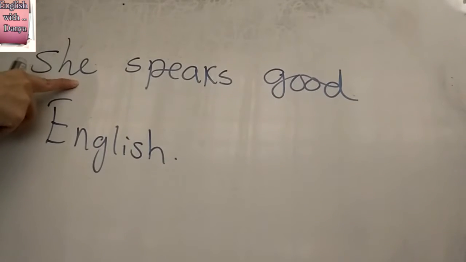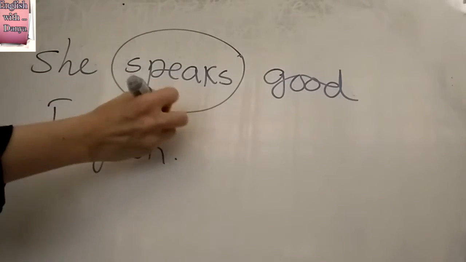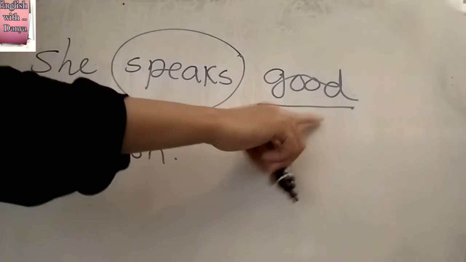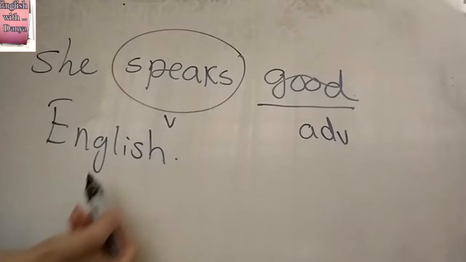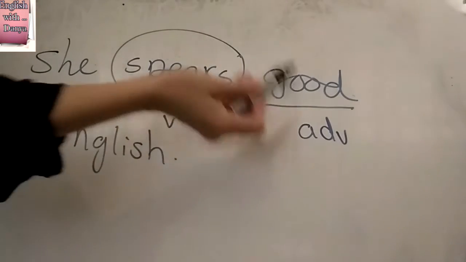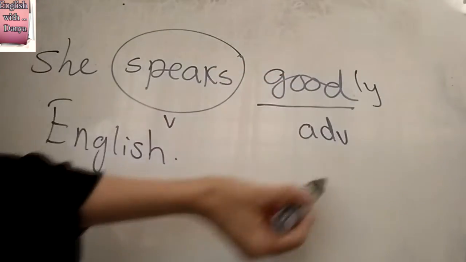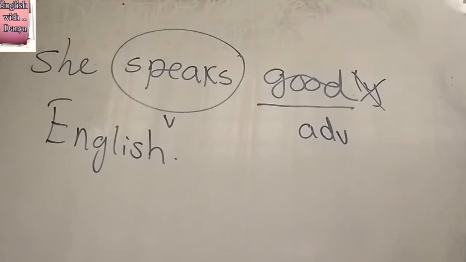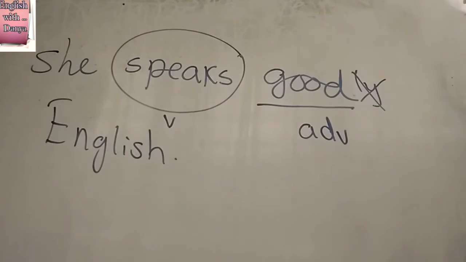So we have she and then speaks. Speaks is the verb, good. Good here is the adverb, good English. So we are describing her way of speaking. She speaks good English. We don't say goodly. No, this is wrong. We don't say that. Why? Because good here is an irregular adverb.